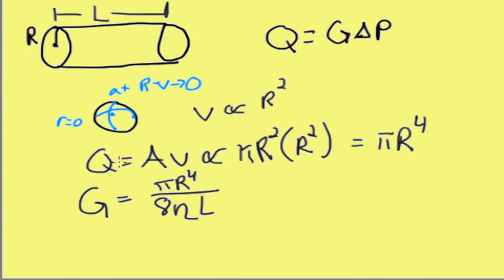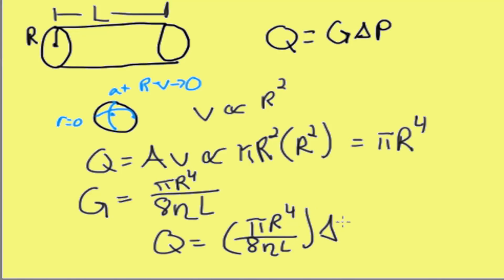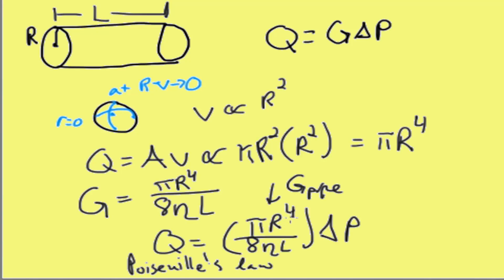So this more or less is Poiseuille's law, that the volume flow rate for a pipe is going to be equal to pi r to the fourth over 8 eta L, times the pressure difference, and this is the conductance of the pipe. So this is the full Poiseuille's law. What this really says is that a small change in the radius is going to have a dramatic effect on the conductance. There's one more thing that we can look at.